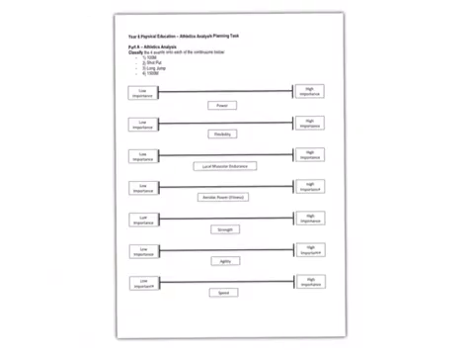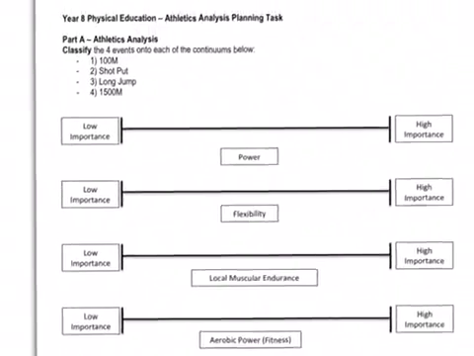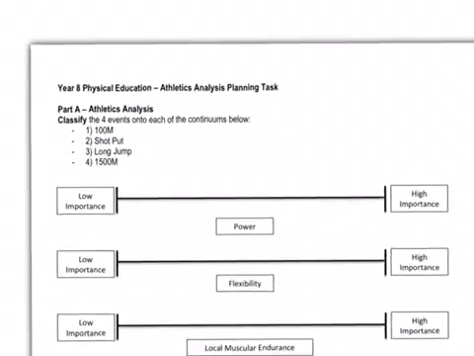Okay, so your next page looks like this, and it has a series of scales here, okay, and we're looking at different fitness components. Okay, so what you need to do for each of these components, so if we start with power, so you have your sliding scale here for power. Now what you need to do is take each of these 4 events here. So again, you've got your 100 metre, shot put, long jump, 1500 metre. For each of those events, you need to mark on the power scale how important is power to that particular event.